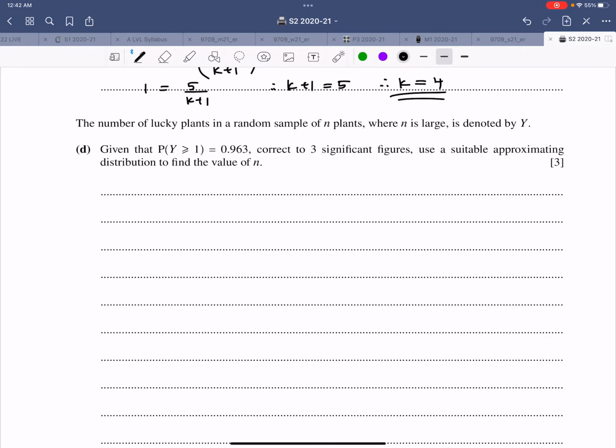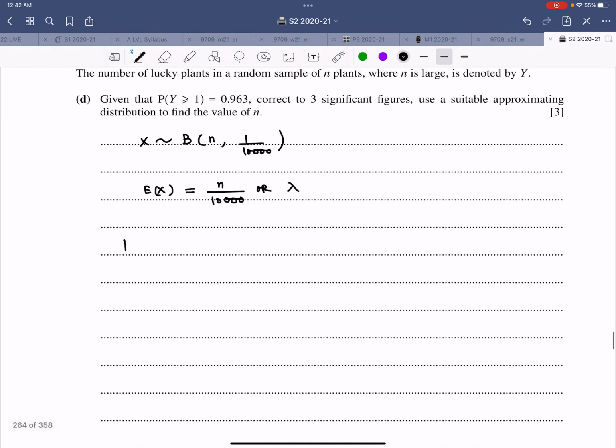is large is denoted by this thing. So X follows a binomial distribution n comma 1 over 10,000. And expectation of X, because n is large, that is n over 10,000. Let me denote it by lambda for right now. Probability Y is greater than or equal to 1 is 1 minus probability Y is equal to 0, which is 1 minus e raised to power of minus lambda.